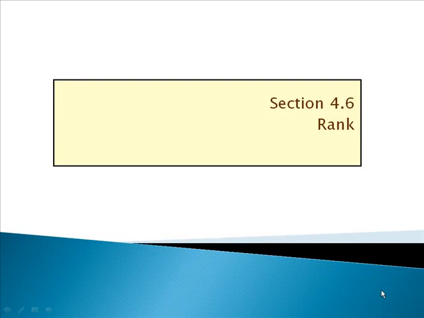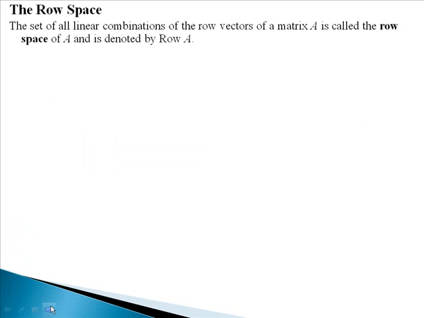Section 4.6 Rank. First we're going to look at the row space. The set of all linear combinations of the row vectors of a matrix A is called the row space of A and is denoted by Row A.